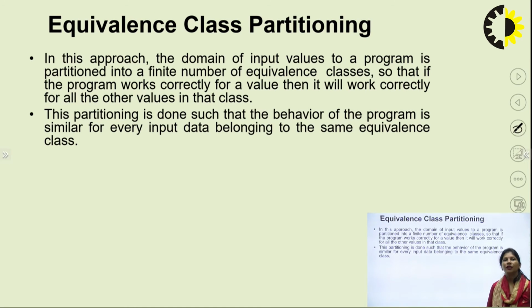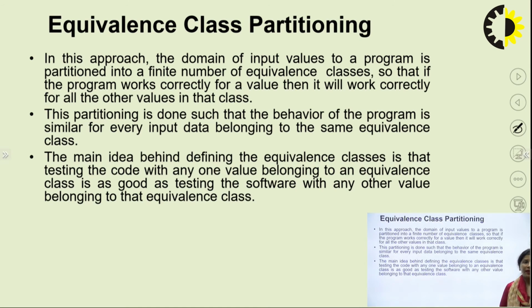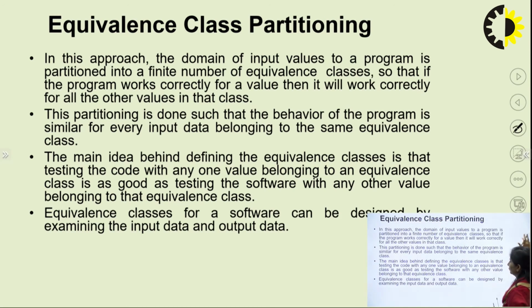This partitioning is done such that the behavior of the program is similar for every input data belonging to the same equivalence class. The main idea behind defining the equivalence classes is that testing the code with any one value belonging to one equivalence class is as good as testing the software with another value belonging to that particular class. So equivalence classes for the software can be designed by examining the input data and the output data. How will we do this?